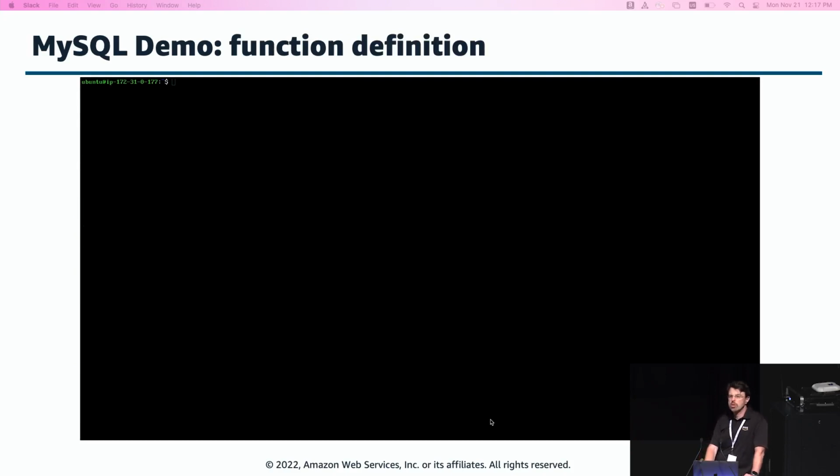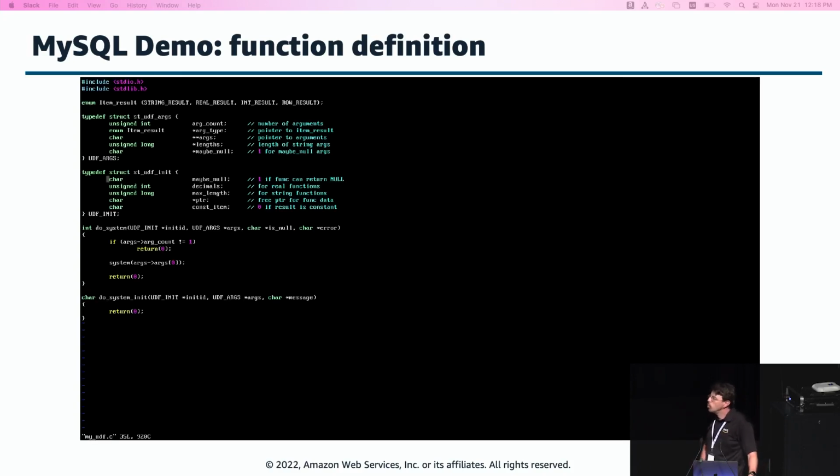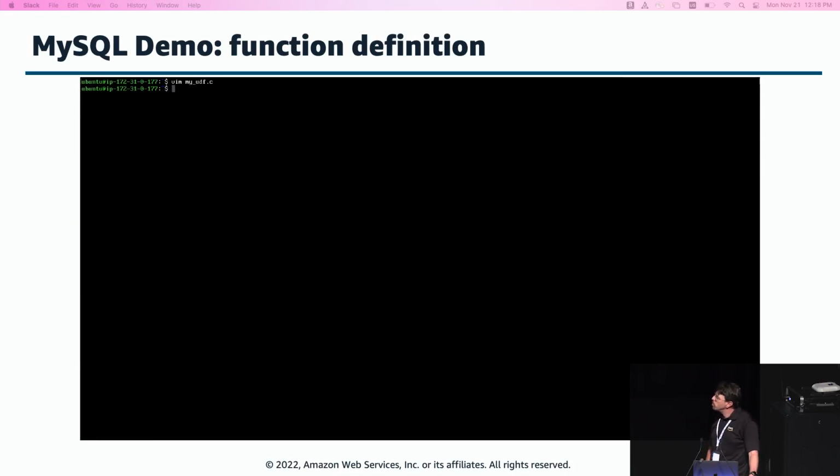So first of all, we'll need to define a function. We will create a very simple dummy function, which will implement the reverse shell. We will compile this dummy function, and we will export it. So now we have compiled this dummy function. We have a shared library. We have a SO file.